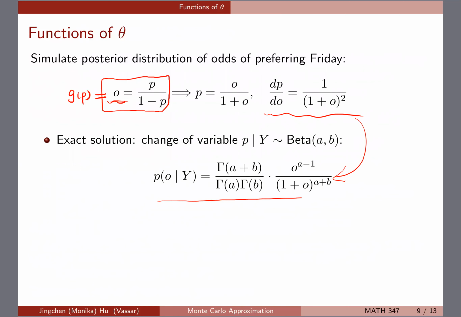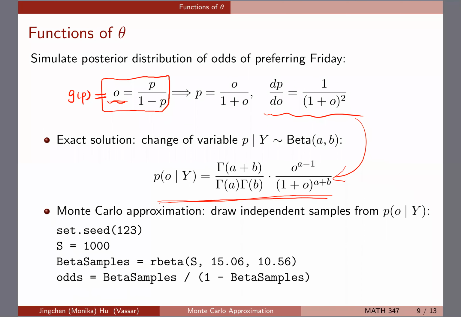So instead of doing the exact solution, since we just have a function of P, and we can simulate a bunch of P's from its posterior, we just need to do one more step to simulate O, which is the odds. So the Monte Carlo approximation, this is sample code. The first 3 lines are what we did before. You set the seed so you can make your results reproducible. You set the number of samples you want to do. Here I'm still doing 1,000.